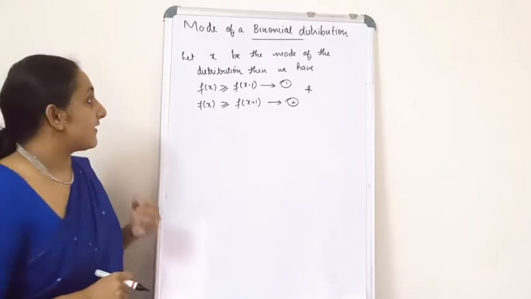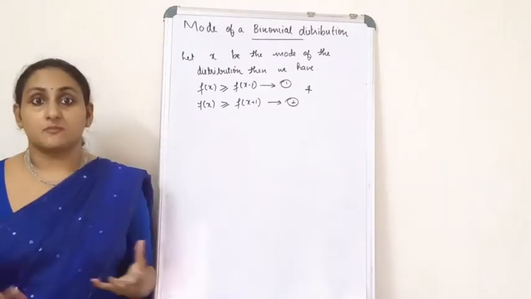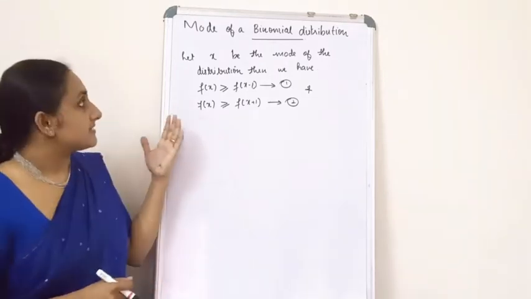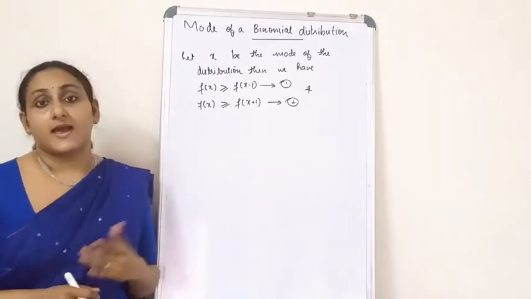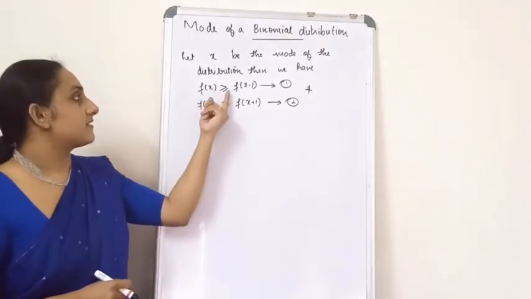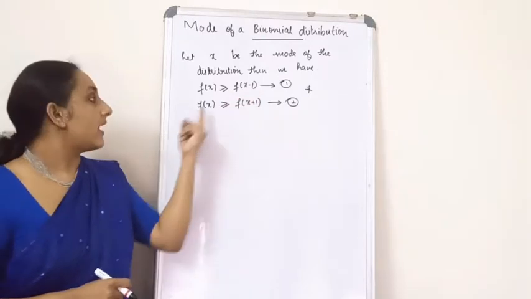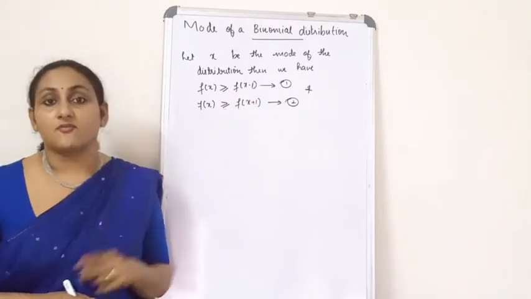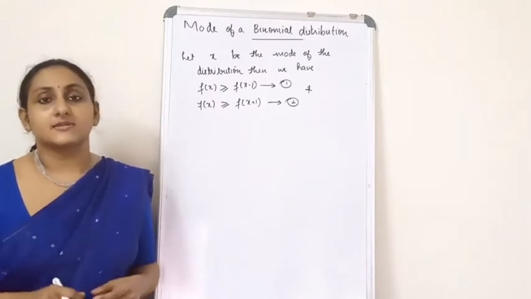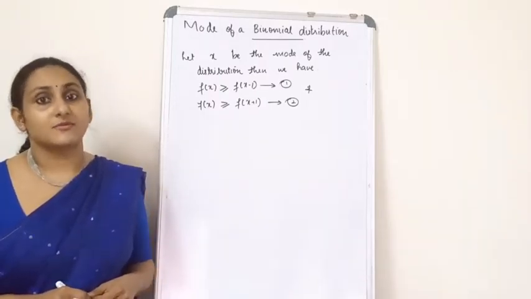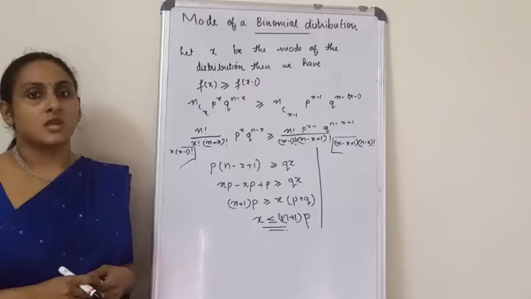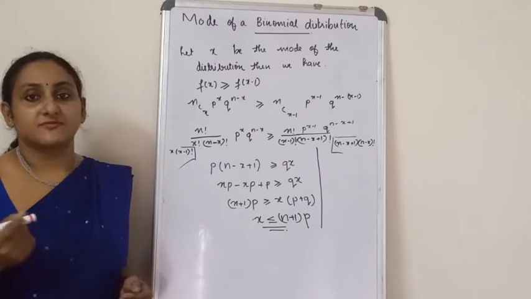So let's find out what the mode is for the binomial distribution. Let's consider x as the mode of the distribution. When x is the mode, we have f of x is greater than or equal to f of x minus 1, and f of x is greater than or equal to f of x plus 1. Here we have two inequalities, and from that we will find the value of x. As I said before, we will start with the first inequality.